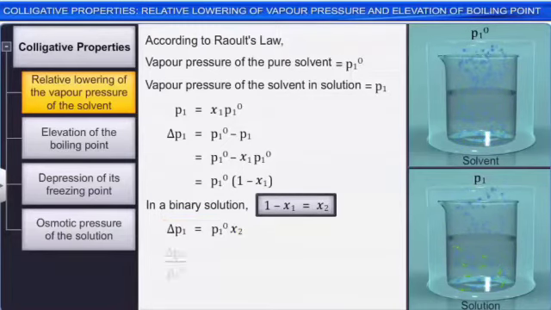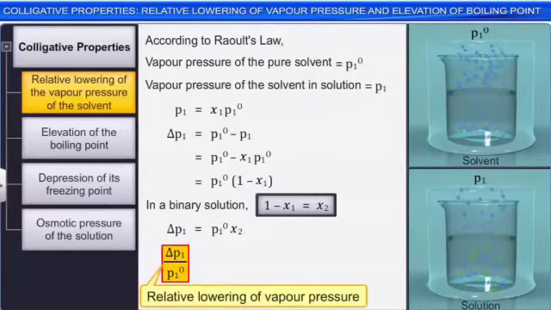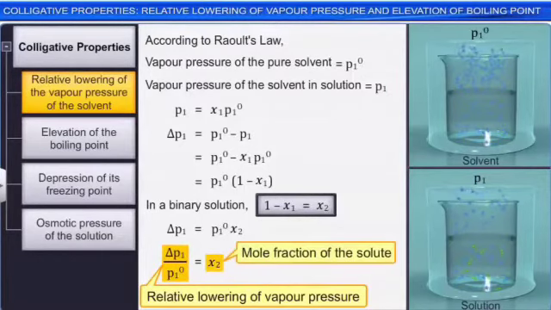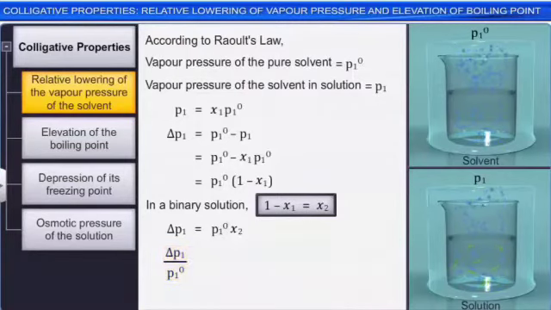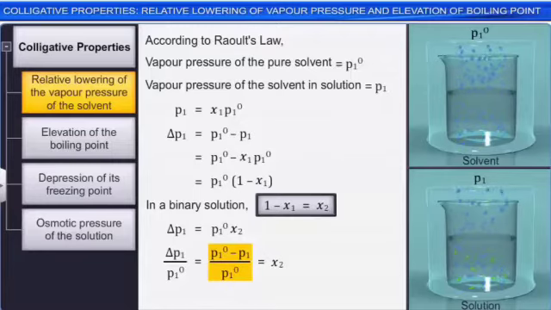The lowering of vapor pressure relative to the vapor pressure of pure solvent is called relative lowering of vapor pressure. Therefore, relative lowering in vapor pressure ΔP1 divided by P1⁰ is equal to X2, the mole fraction of the solute. In other words, (P1⁰ minus P1) divided by P1⁰ is equal to X2. Thus, it can be seen that relative lowering in vapor pressure depends only on the concentration of solute particles and is independent of their identity.